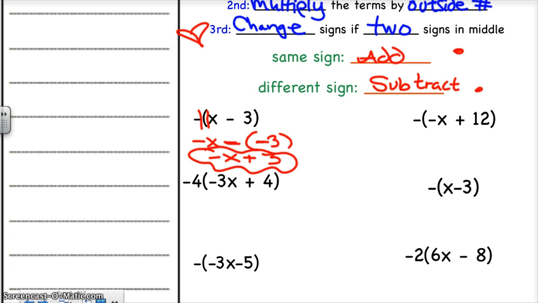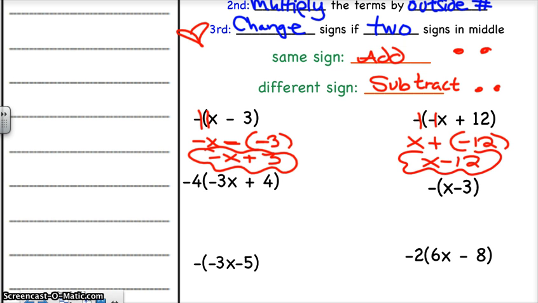Negative x plus 12. Again, it's a 1 in front. When there's nothing in front, there's that poor invisible 1. So negative 1 times negative 1 is just 1, so I can just write it as x, or 1x. Plus negative 1 times 12. What's negative 1 times 12? Negative 12. Now I have to abide by that last step, change the signs in the middle. I have two signs. So if I plus a negative, am I adding or subtracting?